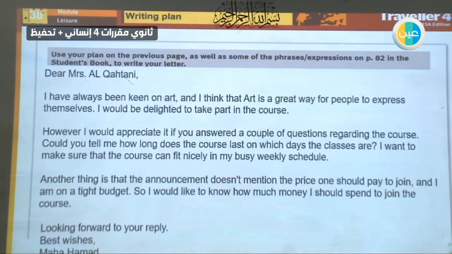So let's do it here as an email. Dear Mrs. Al-Qahtani, I have always been keen on art, and I think that art is a great way for people to express themselves. I would be delighted to take part in the course. However, I would appreciate it if you answered a couple of questions regarding the course. Could you tell me how long the course lasts, and on which days the classes are? I want to make sure that the course can fit nicely in my busy weekly schedule. Another thing is that the announcement does not mention the price one should pay to join, and I am on a tight budget. So I would like to know how much money I should spend to join the course. Looking forward to your reply.